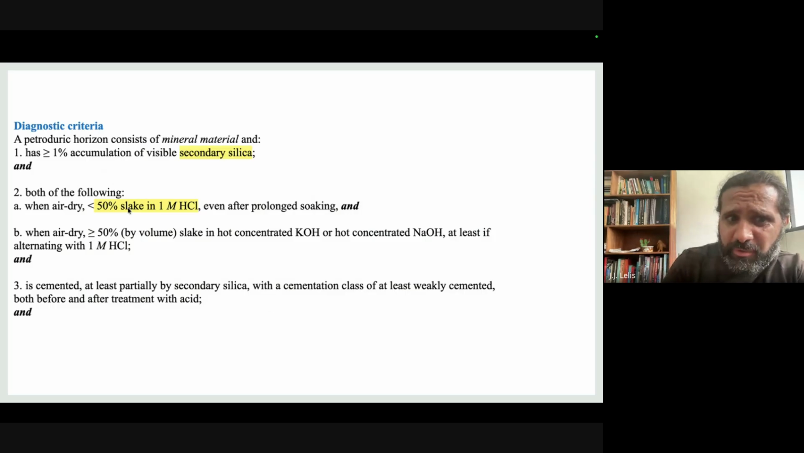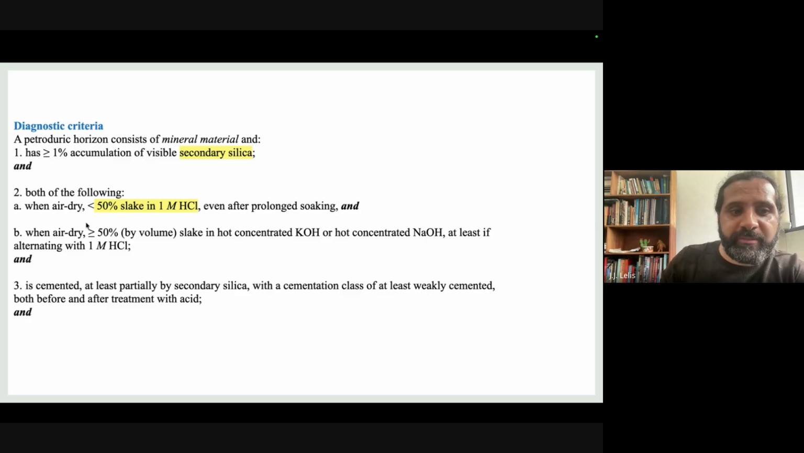Okay, in the majority of cases we don't have any slaking, but less than 50% will slake with acid. As I said, acid does not react with this silica-cemented horizon. When air dried, more than 50% slake in hot concentrated potassium hydroxide or sodium hydroxide, and at least if I alternate with hydrochloric acid. Potassium and sodium hydroxides will dissolve silica because of the high pH that they promote.